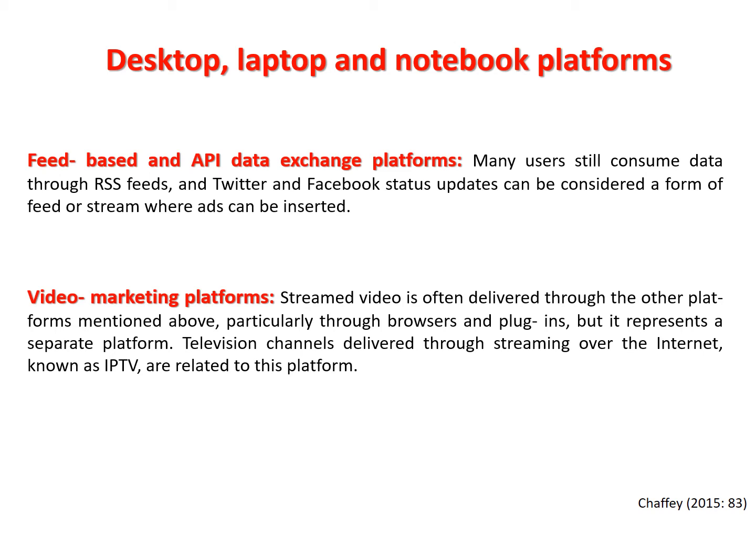So you've got feed-based and API data exchange platforms. Many users still consume data through RSS feeds, and Twitter and Facebook status updates can be considered a form of feed or stream where ads can be inserted. And then you have video marketing platforms. Streamed video is often delivered through the other platforms mentioned above, particularly through browsers and plugins, but it represents a separate platform. Television channels delivered through streaming over the internet, known as IPTV, are related to this platform. So there are different platforms which can be plugged in to your websites to target and to offer additional kinds of services and features on your site.